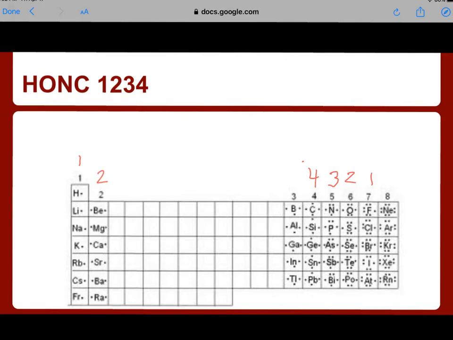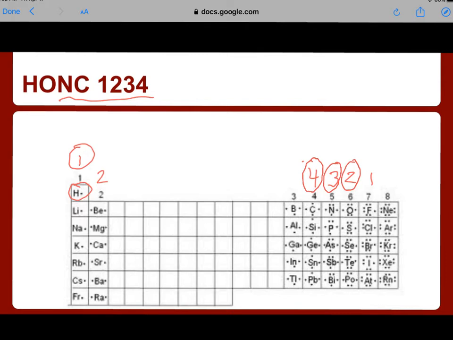So that pattern should actually look familiar with our honk 1, 2, 3, 4 rule. H is for hydrogen, and we notice that hydrogen wants 1 more valence electron. O is for oxygen, and oxygen wants 2 more valence electrons. N's for nitrogen. Nitrogen wants 3 more valence electrons, and C is for carbon. Carbon wants 4 more valence electrons. So the number of times that they are bonding is the same as the number of valence electrons they want.